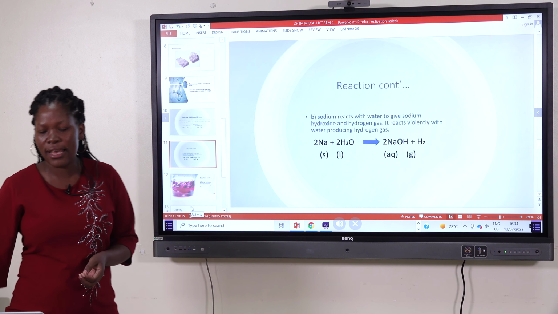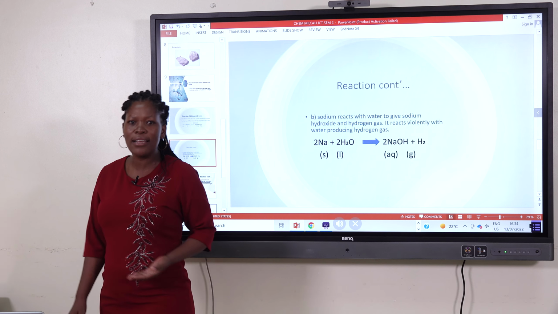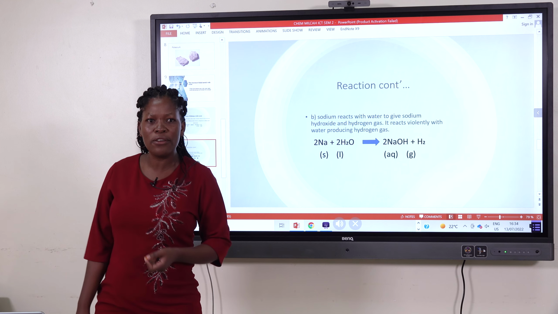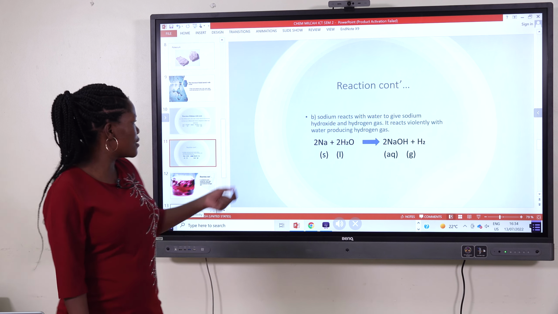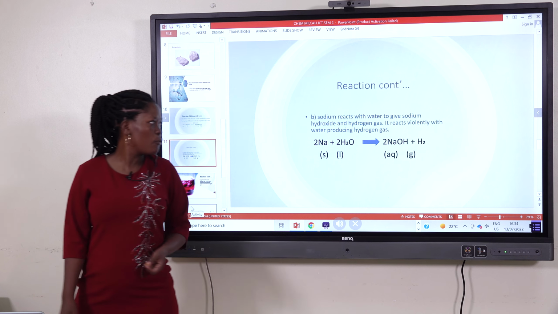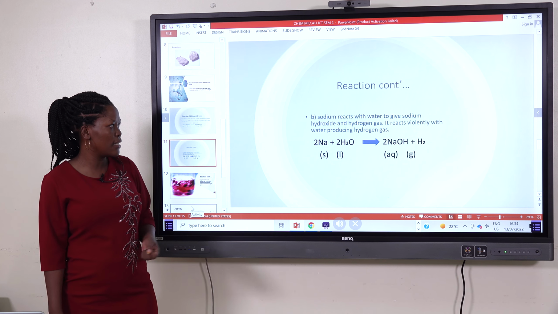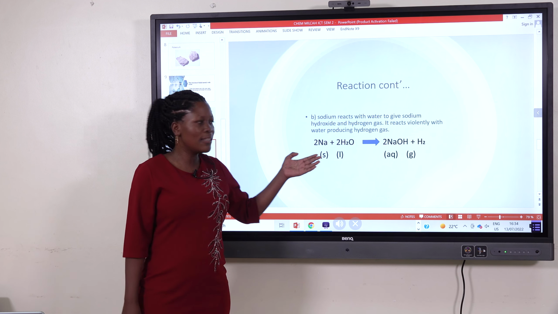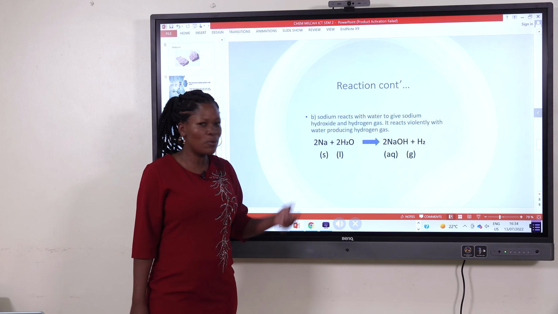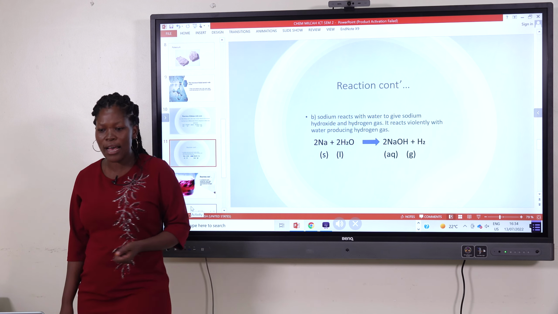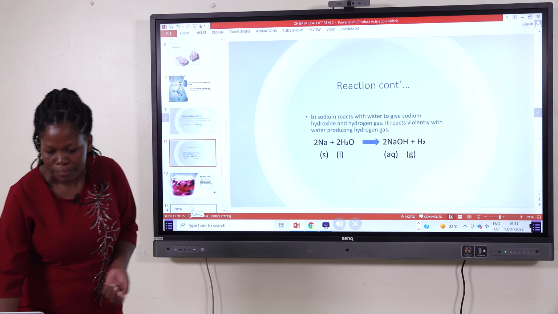We look at the reaction of sodium. Sodium again reacts with water to give us sodium hydroxide and hydrogen gas. That is how the equation of sodium reacting with water is written, and you ensure that the reaction is well balanced. So without balancing, then that is not a chemical equation.